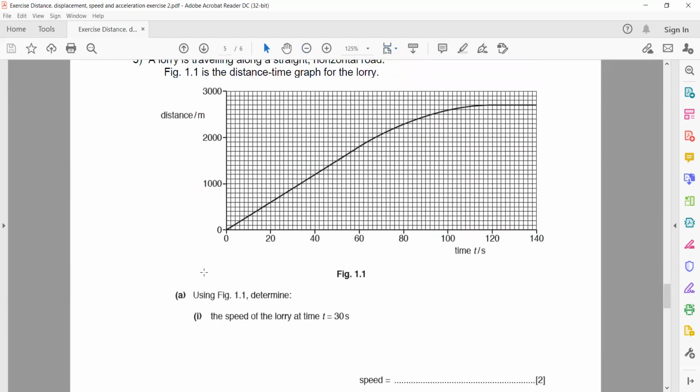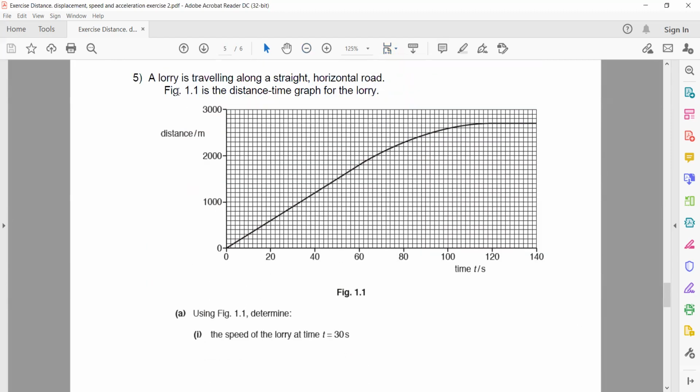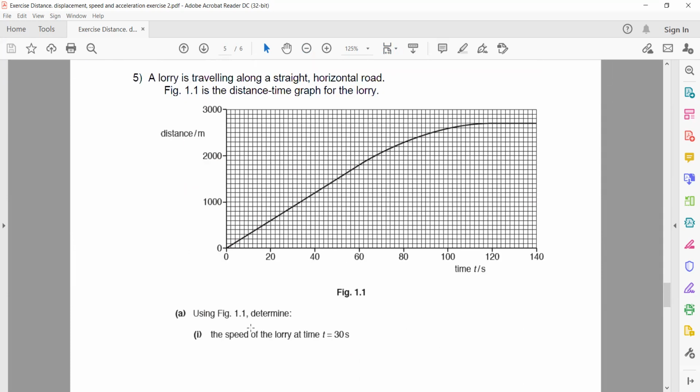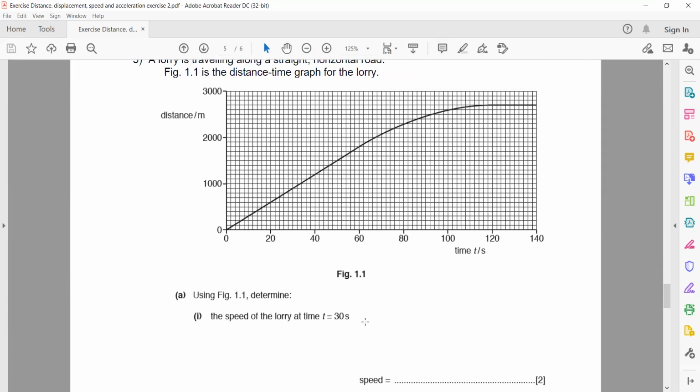So you can find anywhere, using distance and time, the speed of that region. In question 5, a lorry is traveling along a straight horizontal road. Figure 1.1 is a distance-time graph for the lorry, or a truck. Using figure 1.1, determine the speed when time is equal to 30.